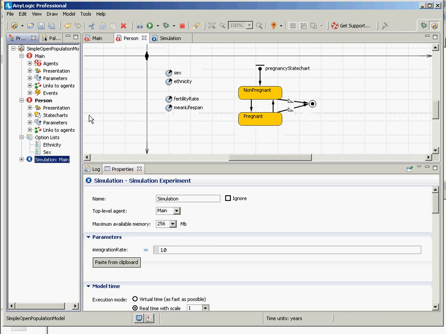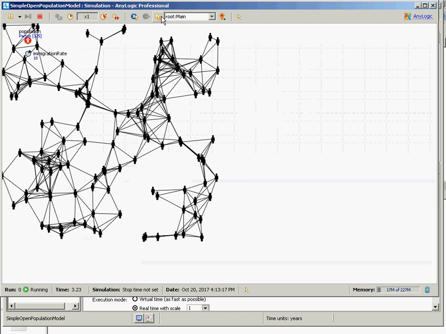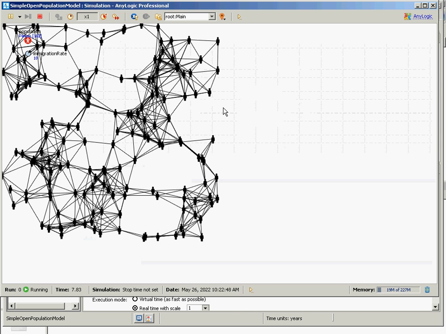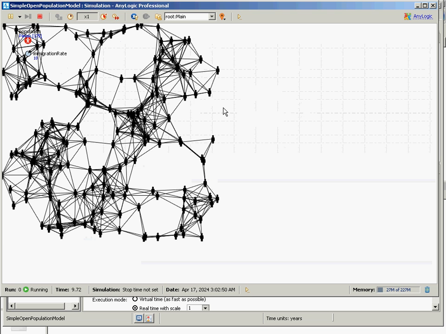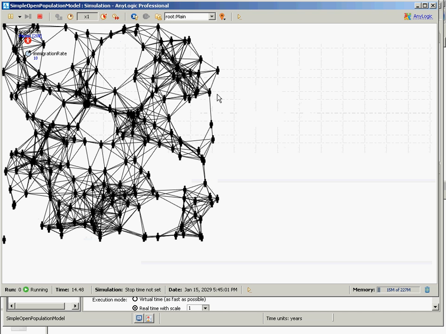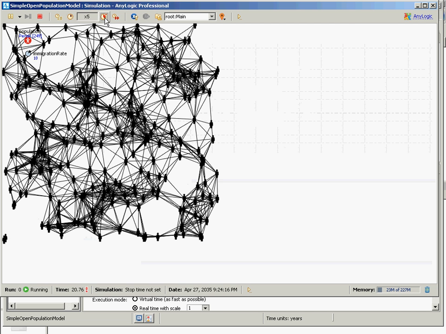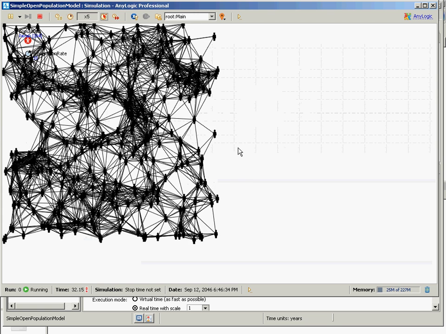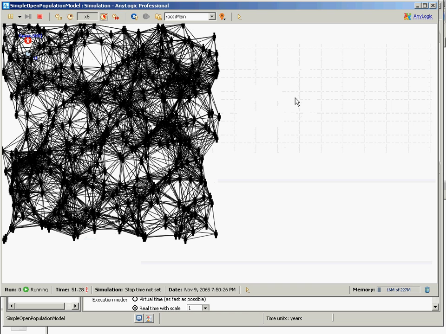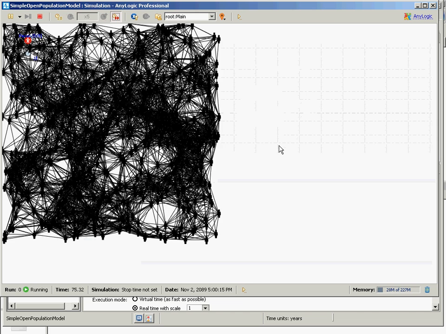So this is what's happening now. There are people dying, and there are people coming into the model. You'll notice some people being removed and some people coming in, right? The immigration rate is outstripping the mortality right now. But if we run it long enough, it'll get into a sort of equilibrium.